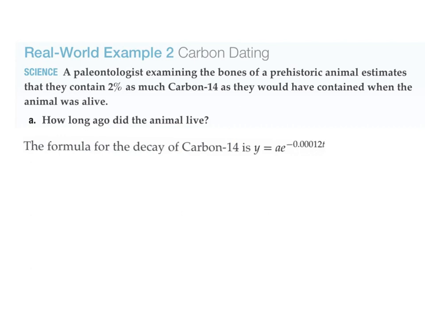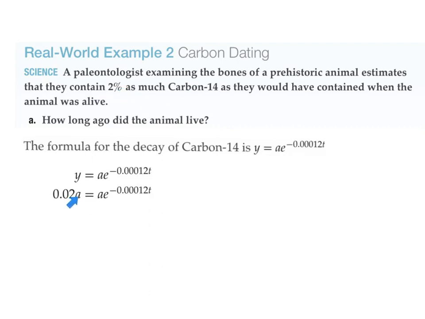Alright, so we've got our formula now. Okay, so we're using our regular formula, but now we know what K is. Okay, so we're going to use that negative 0.00012 that we came up with in the previous problem. And it's negative because we're talking about decay. All right? And so now we've just got to take the information they've given us and go from there. And we're trying to solve for t, how long ago, in this particular problem.